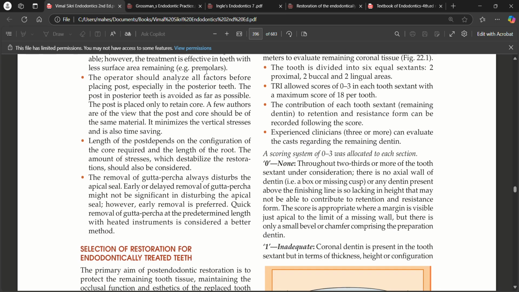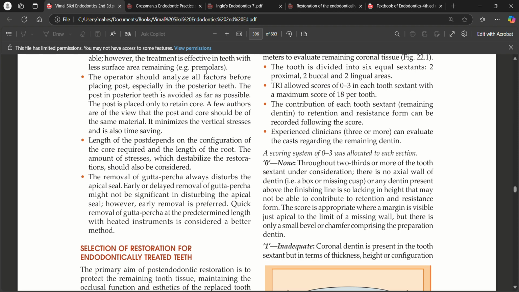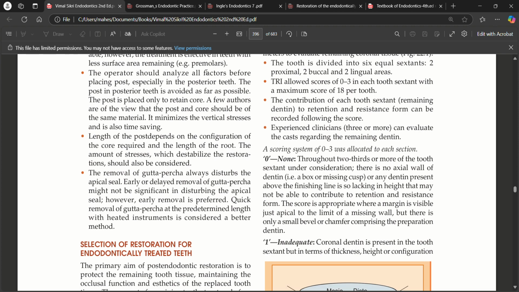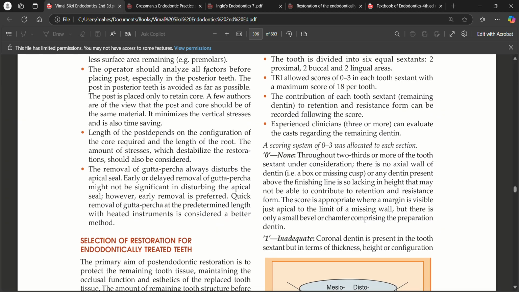0 is none. Throughout the tooth, or more of the tooth extent under consideration, there is no axial wall of dentin, a box or missing cusp, or any dentin present above the finishing line is so lacking in height that it may not be able to contribute to retention and resistance form. Then the score of 0 is appropriate where a margin is visible just apical to the limit of the missing wall, but there is only a small bevel or chamfer comprising the preparation dentin.